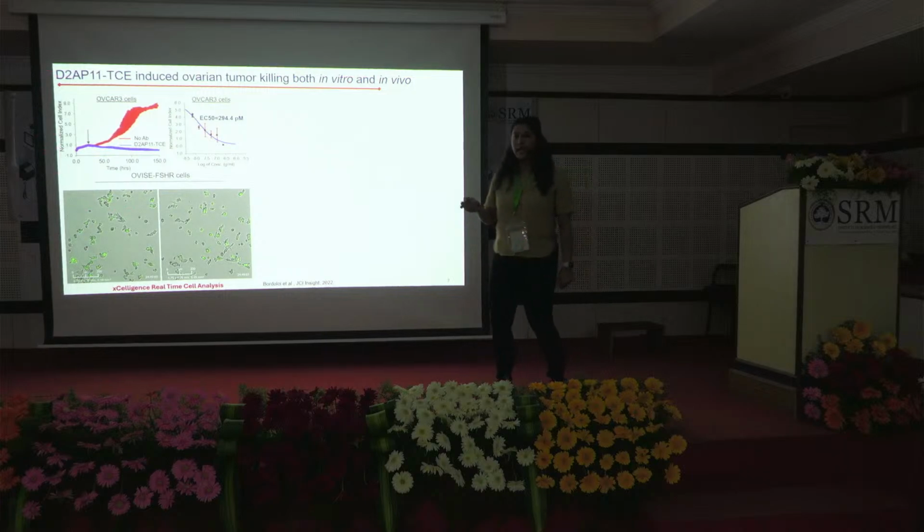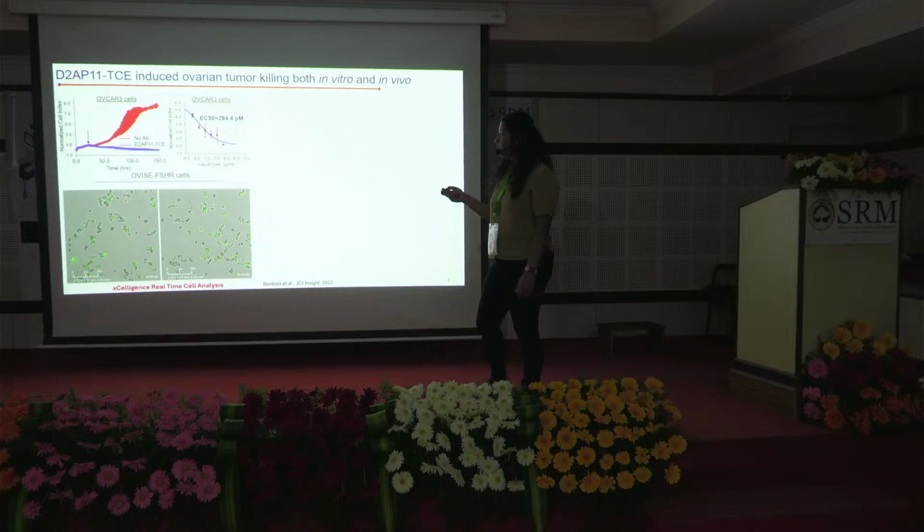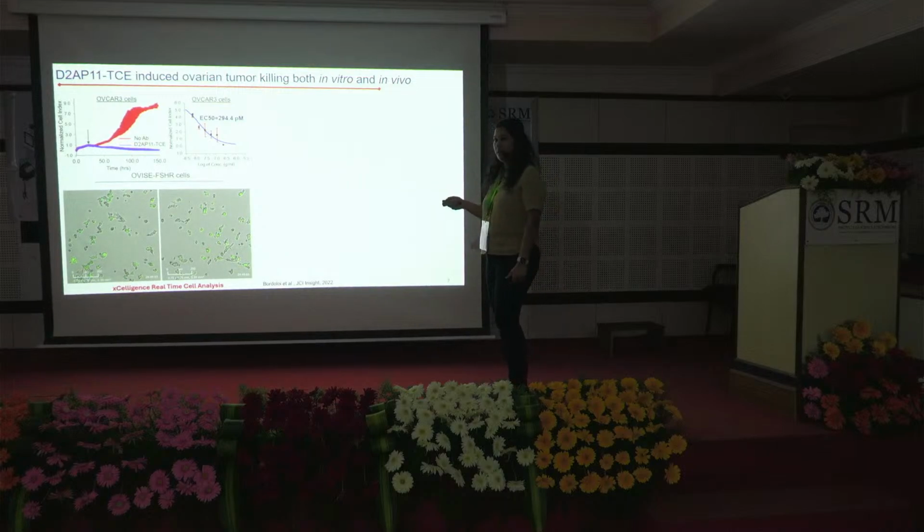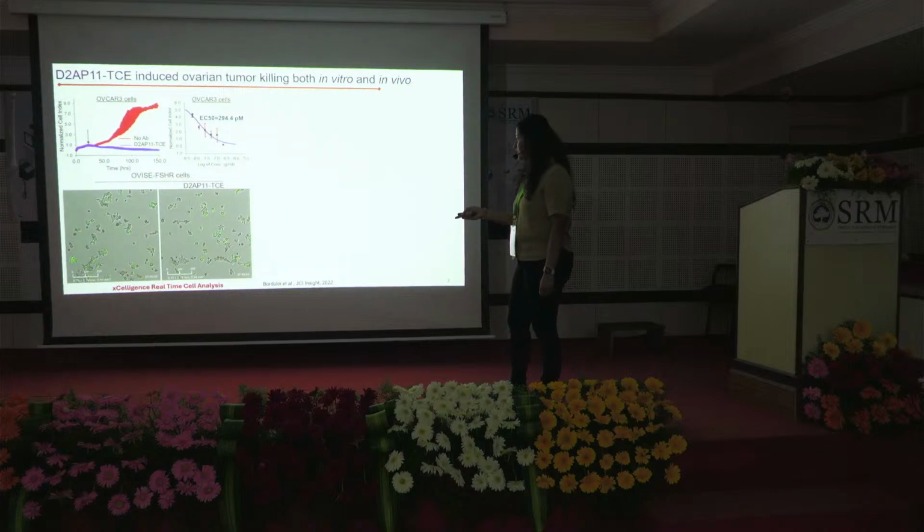And in both cases, we have used immune cells. We have seen this D2AP11 TCE was very significantly killing these ovarian cancer cells with an EC50 of 294 picomolar. And I just want to show a small video.